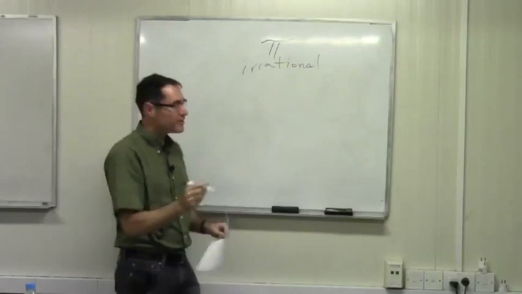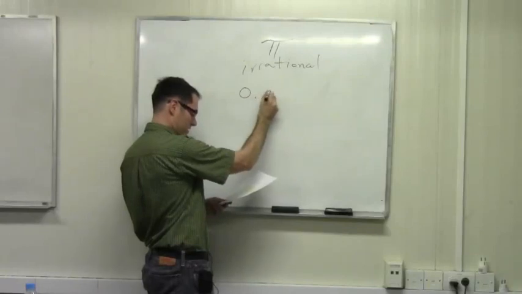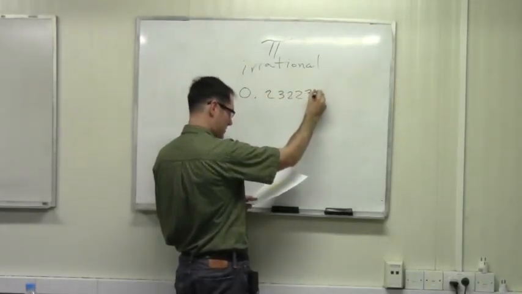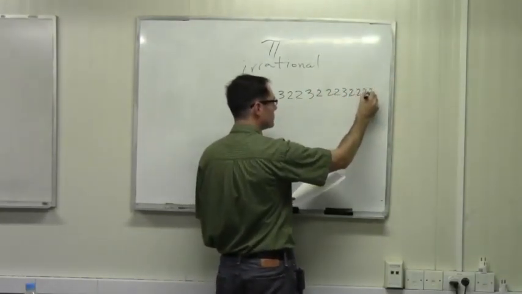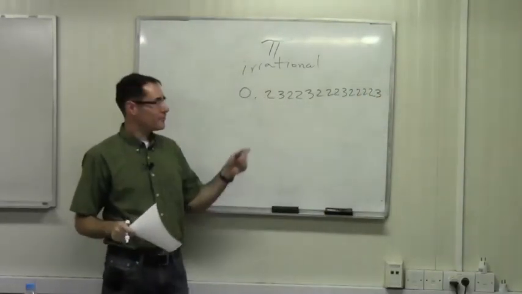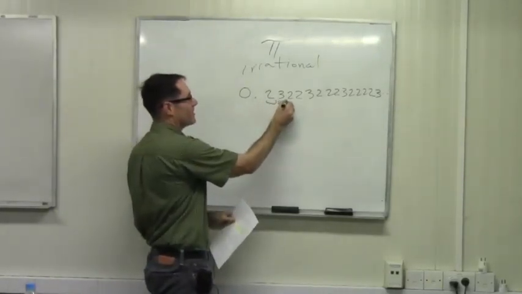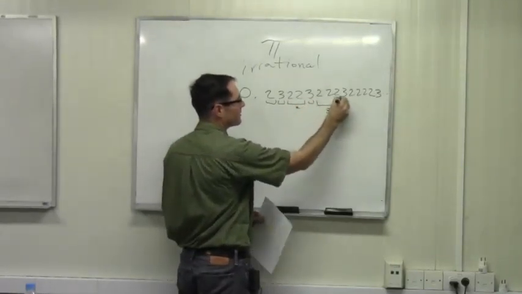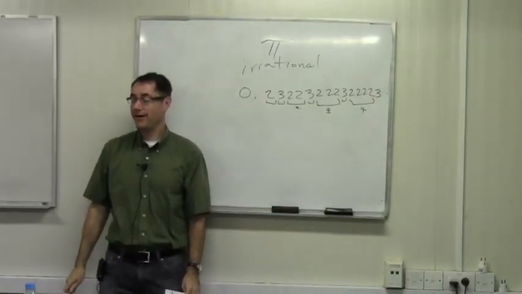OK, so that's one example. There's another here. See if you can figure if this is irrational or not. 0.2322223 dot dot dot. Is that a rational or irrational number? It goes a 2, then a 3, then 2 2s, then a 3, then 3 2s, then a 3, then 4 2s, then a 3, etc. What do you think?